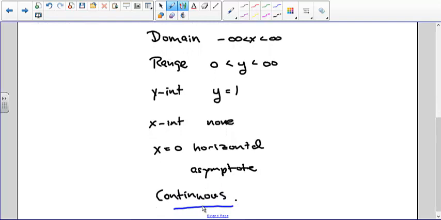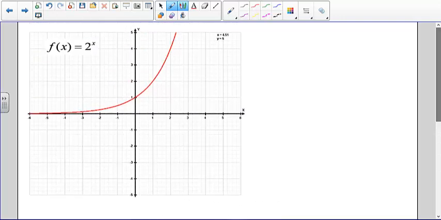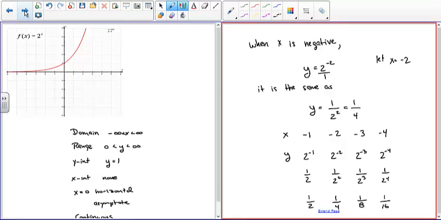And it is continuous, which means that there are no breaks in the function. Something like a step function is not continuous. So that is the general shape. And we've already talked about this.